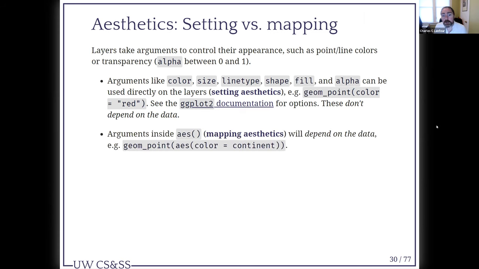Contrast this with mapping aesthetics. If you set an argument like color inside of the aes function, it will then depend on values in your data.